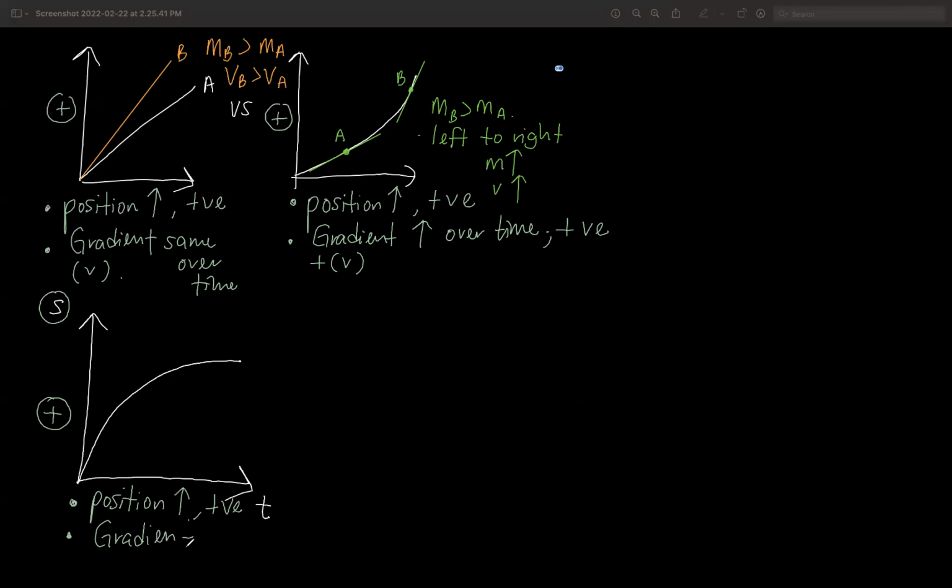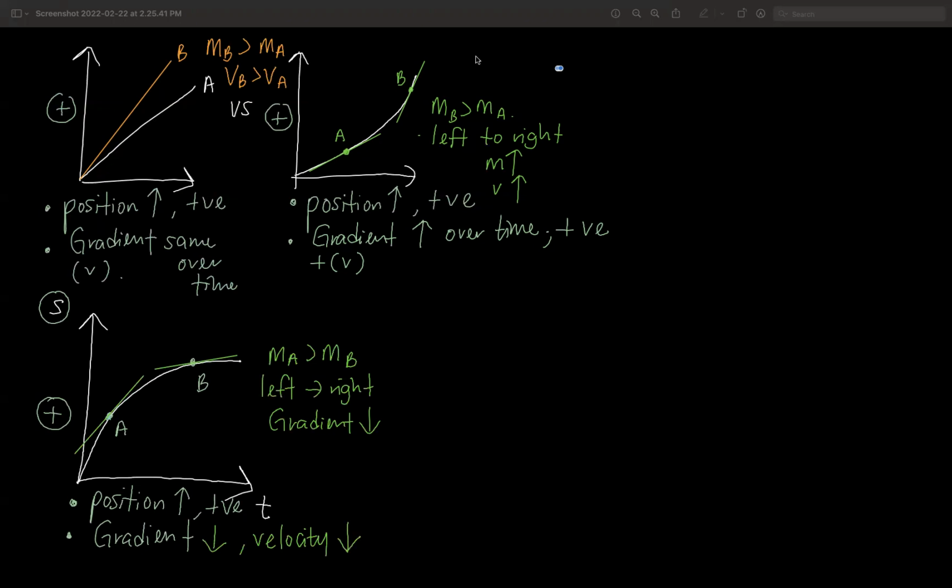Okay, put 2 points on the curve. Point A, point B. Draw a tangent. The tangent is going to be like this one and like this. Which one is steeper? Tangent A is steeper. MA is bigger than MB. So from left to right, gradient goes on decreasing. Okay, so gradient decreases and the velocity decreases.